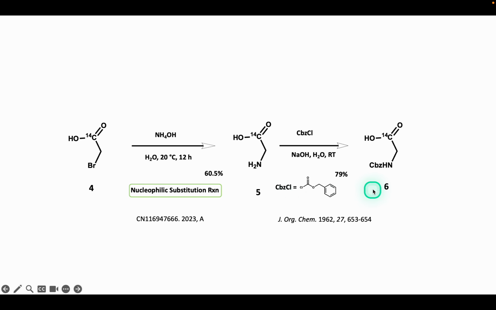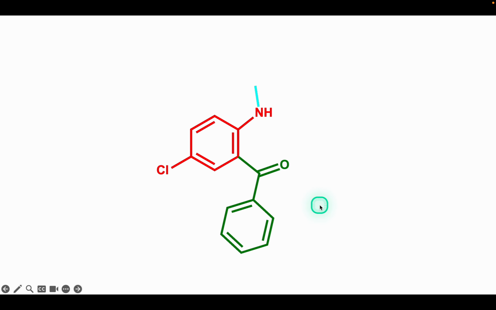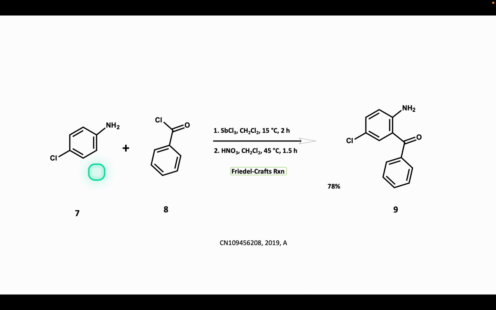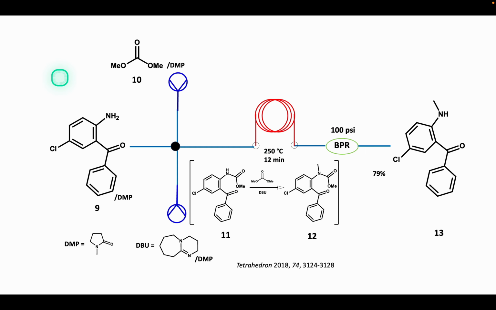The amino group is protected with benzoyl chloroformate to obtain carbamate 6. Preparation of methylaminobenzophenone. The Friedel-Crafts acylation of chloroaniline 7, when reacted with benzoyl chloride in the presence of antimony trichloride as a catalyst, produces benzophenone 9. The methylation of aniline nitrogen in 9 is carried out under flow chemistry conditions, which allow for the use of high temperatures.